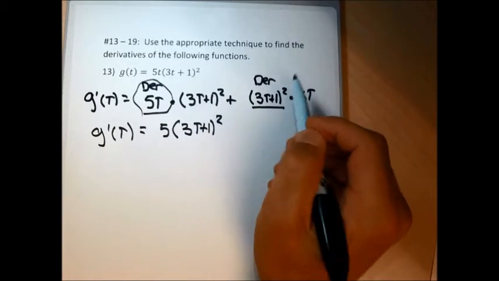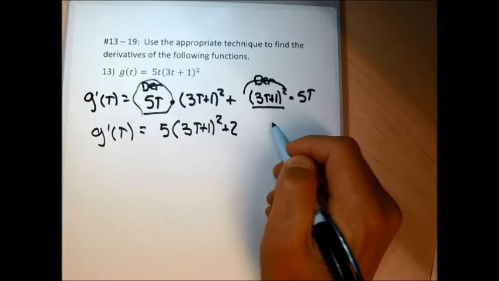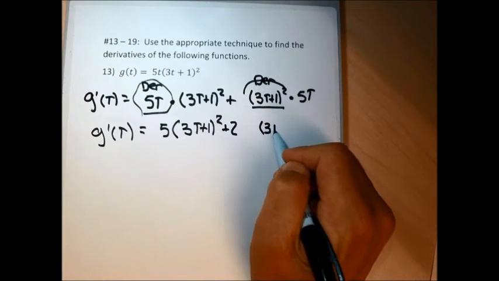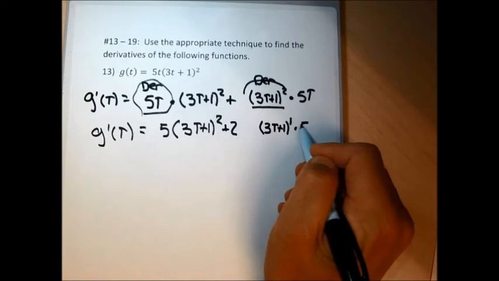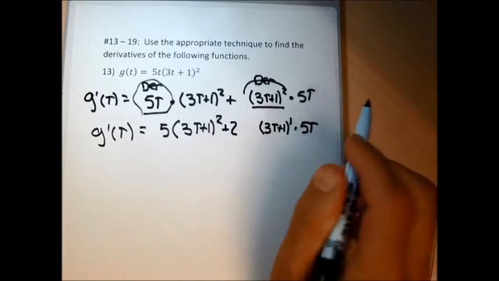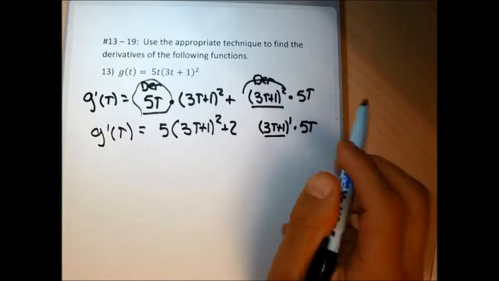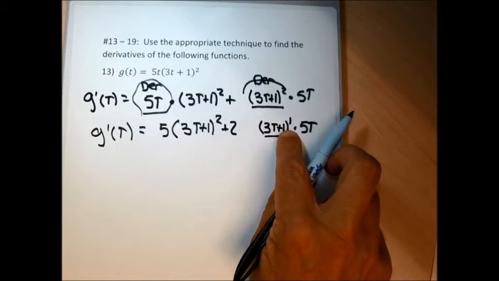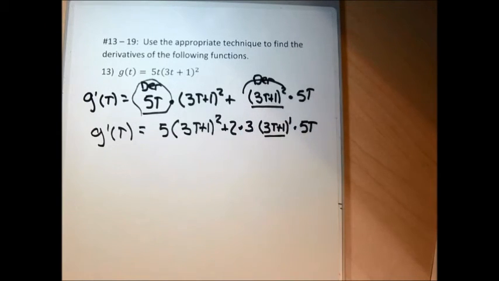For this derivative, I bring the 2 out front, leave myself some room, and lower the exponent by 1 to get 3t plus 1 to the first power. I leave the 5t. Where the room I left myself, I take the derivative of 3t plus 1. The derivative of 1 is 0. The derivative of 3t is 3. So I put a plus times 3 there.